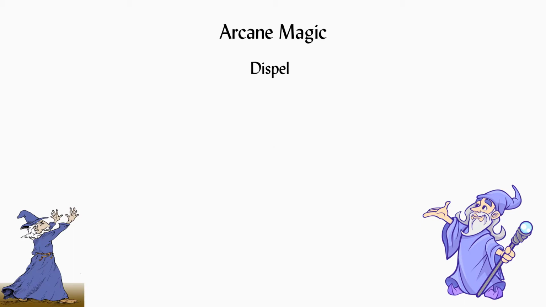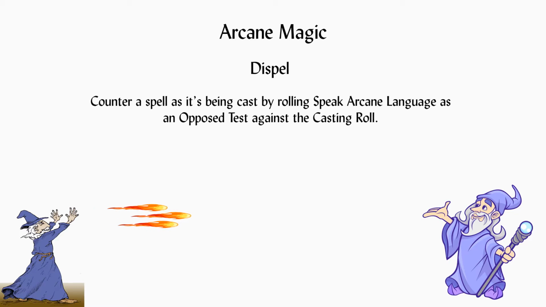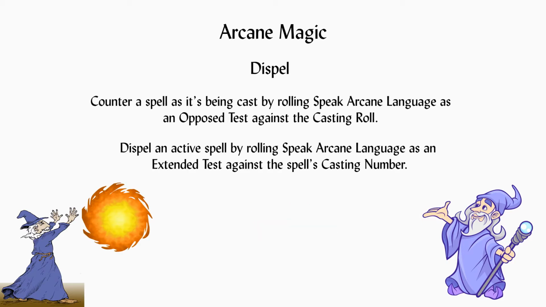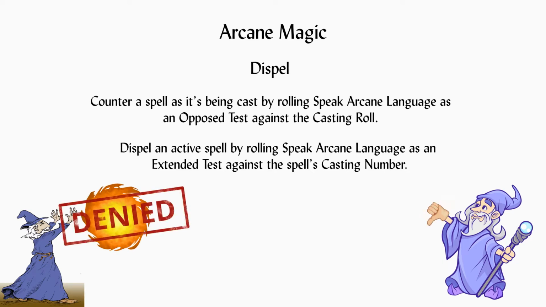Spellcasters can attempt to counter their opponent's spells by rolling Speak Arcane Language as an opposed test versus the caster. The spell casts with the degrees of success scored on the opposed test. A cast spell will take effect for its full duration. To attempt to dispel an ongoing effect, roll Speak Arcane Language as an extended test until you accumulate degrees of success equal to or greater than the spell's casting number.